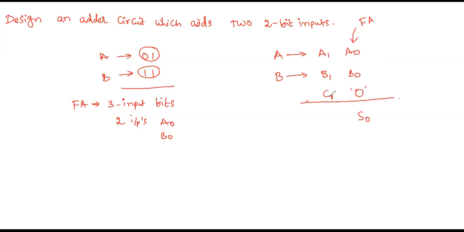Again, add these three inputs. To add three inputs, you need a full adder. So when you add the three inputs, you will get a sum and a carry, and the carry I am writing as C2.